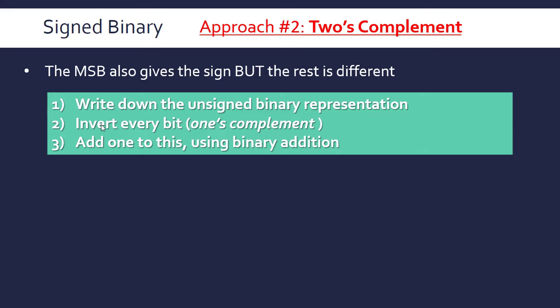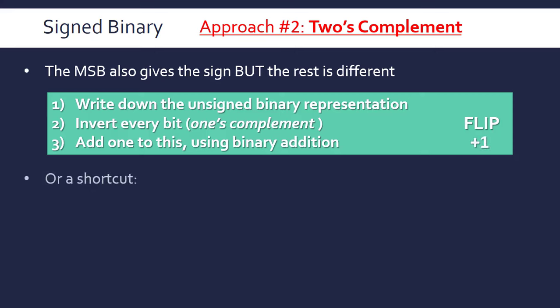Then you would invert every bit. So complement means to flip the bit effectively, so do not on every bit. So a 1 becomes a 0, a 0 becomes a 1. And this is actually called 1's complement. 1's complement is another representation, another approach, but is slightly weaker than 2's complement. So we basically flip every bit, and then we add 1 to it, and this of course would be done using binary addition. So basically, to sum up, you flip the bits and then you add 1 to it.